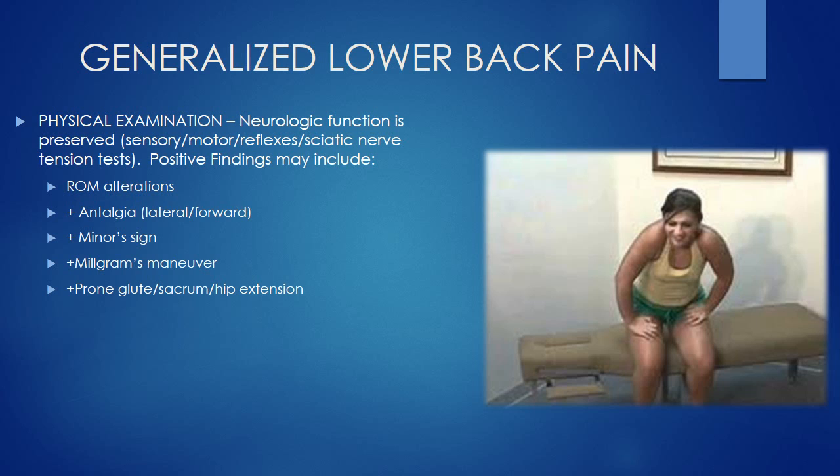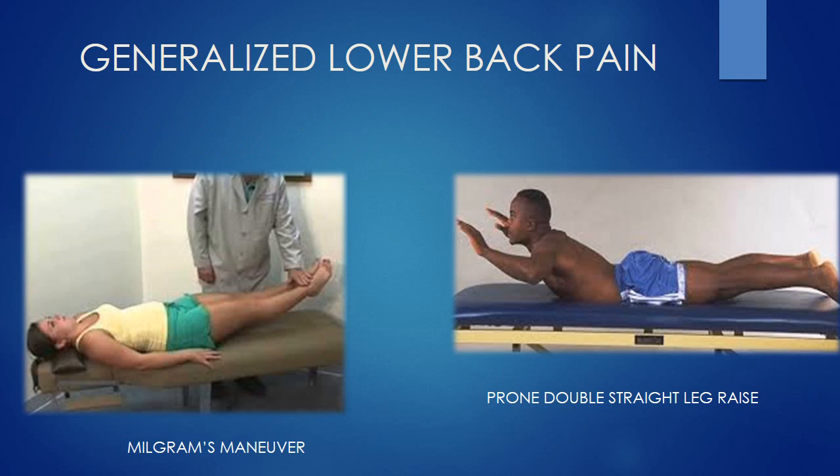Additionally, with generalized lower back pain, we're going to see accompanying weakness and inhibition and reluctance of the lumbar spine to bear load. And that weakness can be manifested in a couple of physical examination maneuvers that we routinely employ, including the Milgram's maneuver and the prone sacrum/hip extension maneuver. So here is a graphic that demonstrates the Milgram's maneuver. You should employ Milgram's maneuver along a progression.